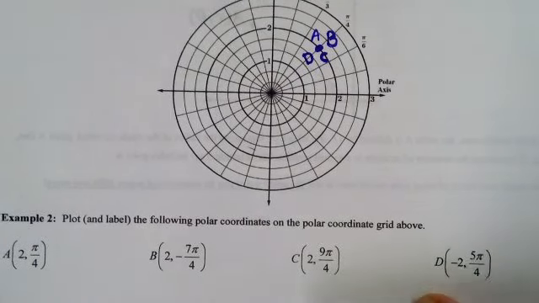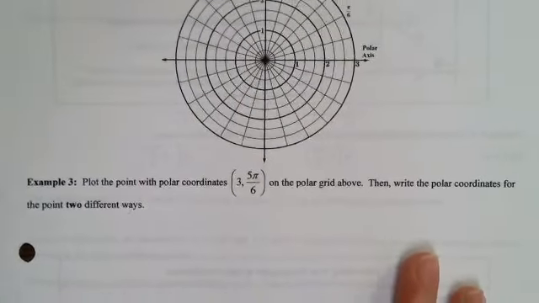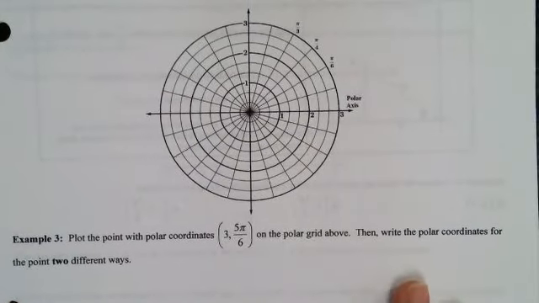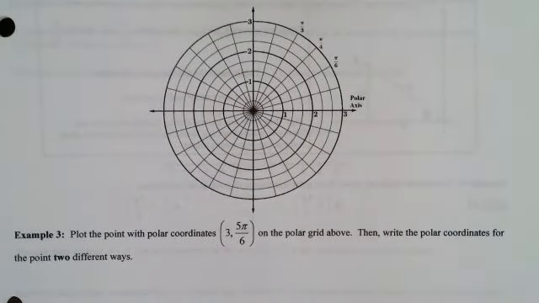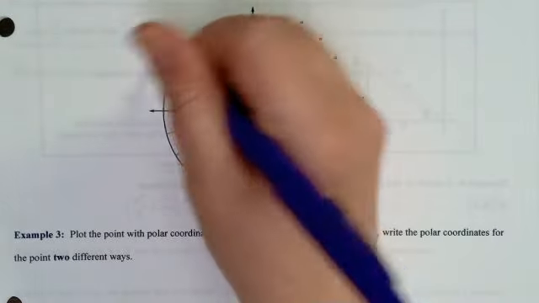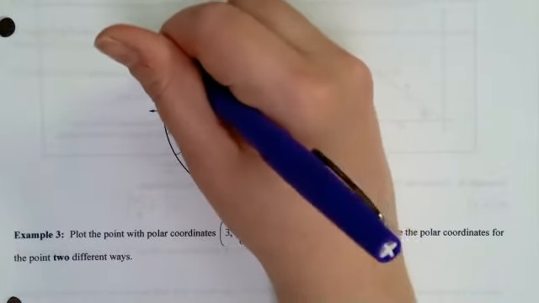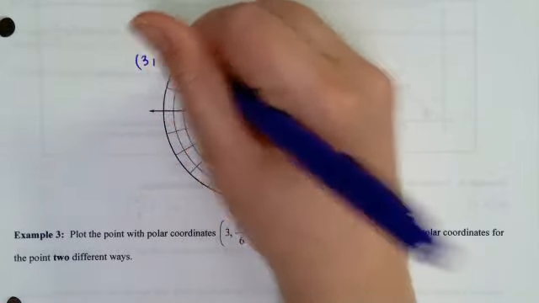Okay, real fast, I'm going to try to do one more example because I think that would put us in a better stopping spot. Looking at example 3. First of all, they tell me to plot a point. This is 3, 5 pi over 6. It's going to land us right here.